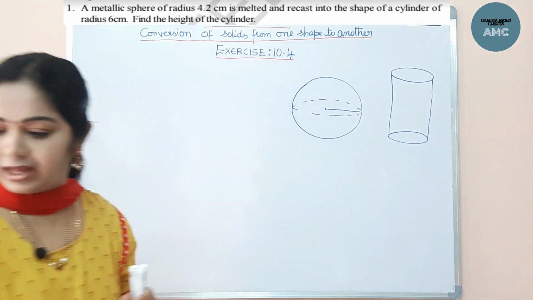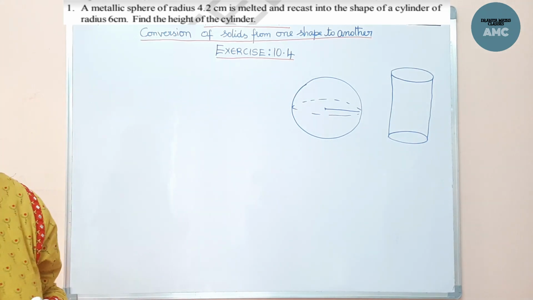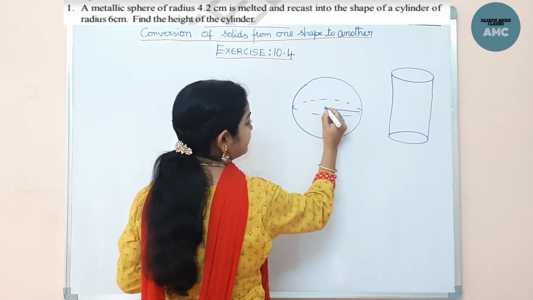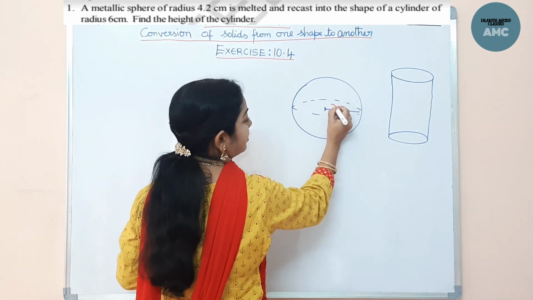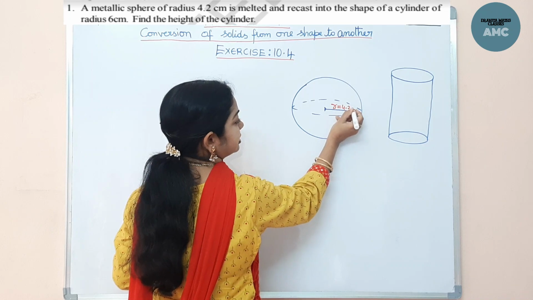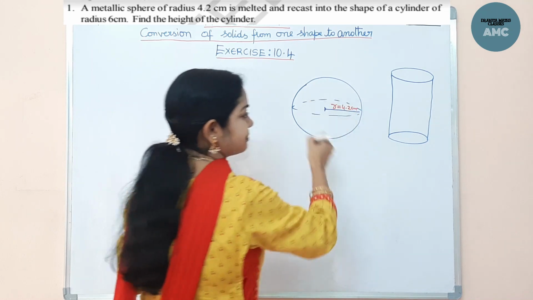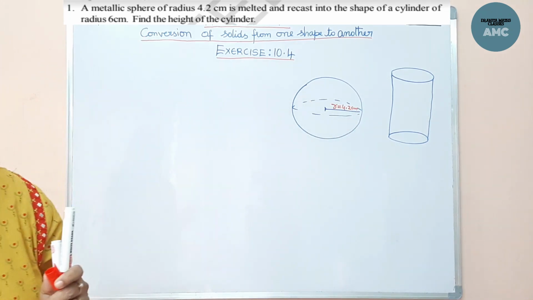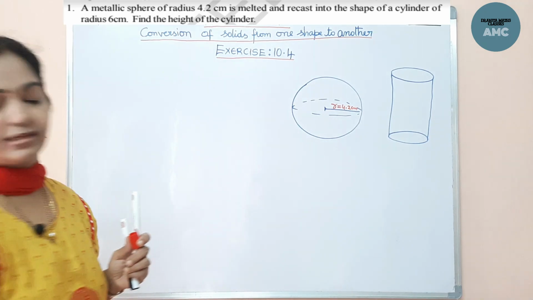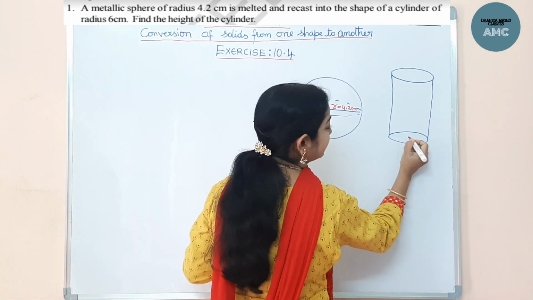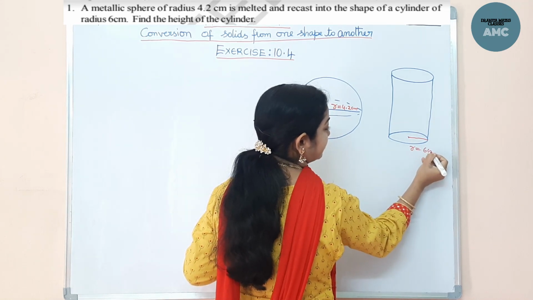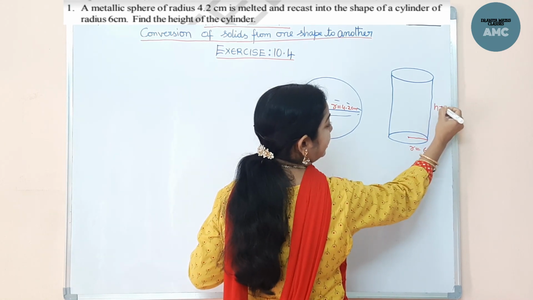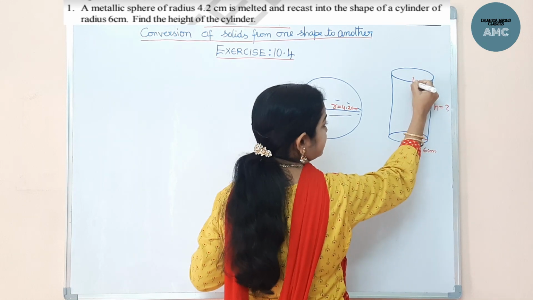Now, what are the other dimensions given? This metallic sphere is having 4.2 radius. So, R is equal to 4.2 centimeters. This is melted and recast into a cylinder of radius 6 centimeters. Here the radius is 6 centimeters. Now it asks the height. Height how much? This is asked.